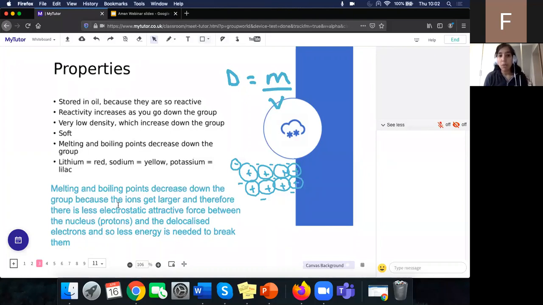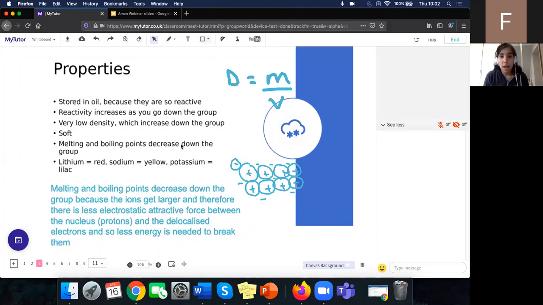The melting and boiling points decrease down the group. Again, that's because the delocalized electrons are less electrostatically attracted to the protons as the ions get bigger. And we've talked about the flame tests. So if we add lithium to a Bunsen burner, it's red. If we add sodium, it's yellow. And if we add potassium, it's lilac.